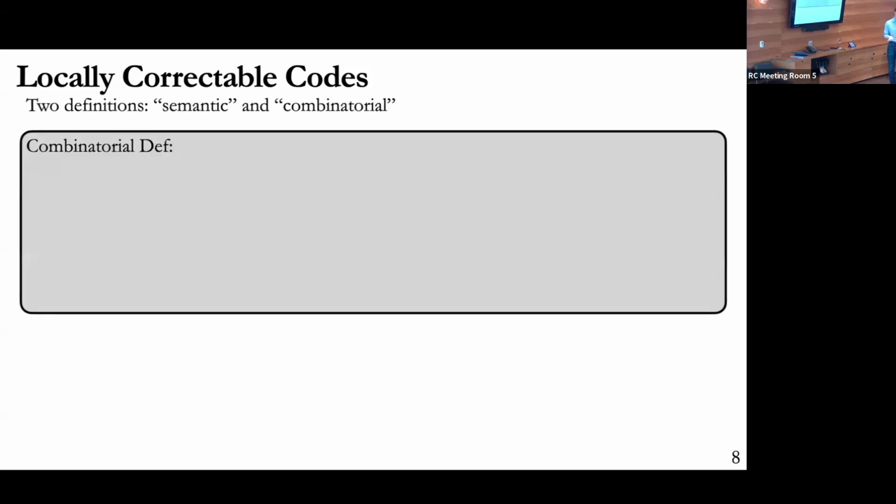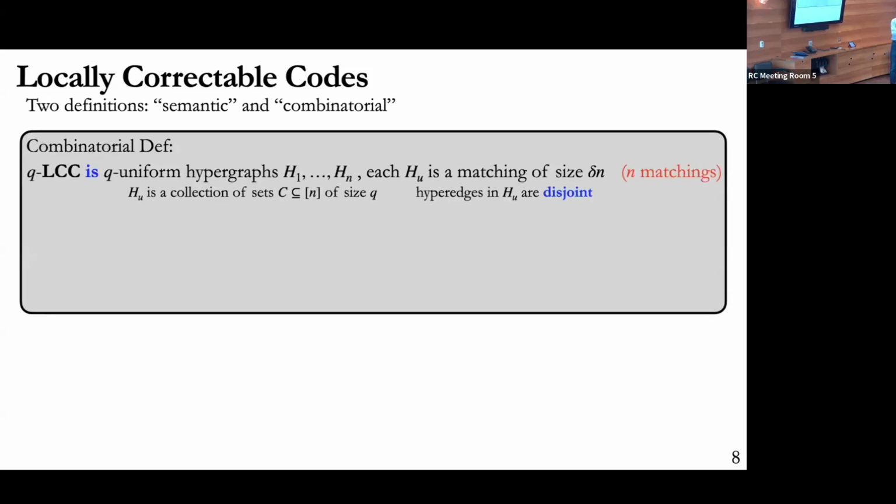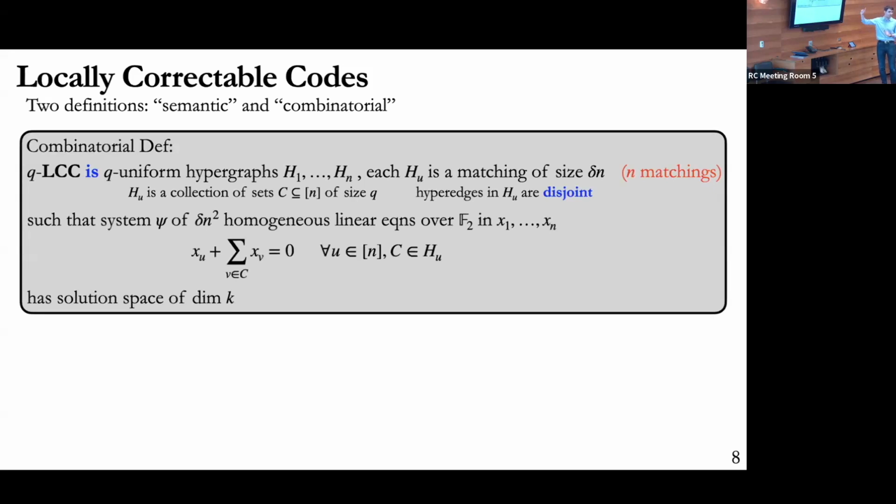So as before, there's the semantic and the combinatorial definition. As before, I'll give you the combinatorial one first. And as before, I'm going to give you hypergraph matchings. The difference here is I'm giving you now n of them rather than just k of them. So I'm giving you more matchings. Okay. And the system of linear equations is going to look a little bit different. I'm going to give you a system of homogeneous linear equations where the equations now look like this. For each u in n and each c in H sub u, I want the sum over v in c of x sub v to be equal to x sub u, or equivalently, I can move x sub u over to the left as I've done here, and I want the sum of these things to be 0. So this is a system of q plus 1 sparse linear equations because I have q from here and then the extra 1. Okay.